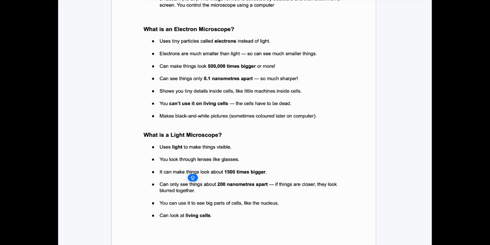Let's recap. Essentially, a light microscope, you look through an eyepiece using your eye. It can make things about 1,500 times bigger. You can use it to see big parts of the cells, right? However, an electron microscope, you do not look through the eyepiece. It shows the image on a computer screen, and it uses electrons, so you can see much smaller things, and it can make things look 500,000 times bigger or more. So one is way more powerful than the other.